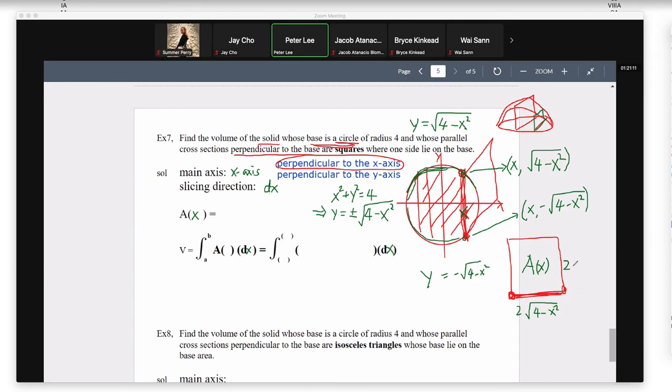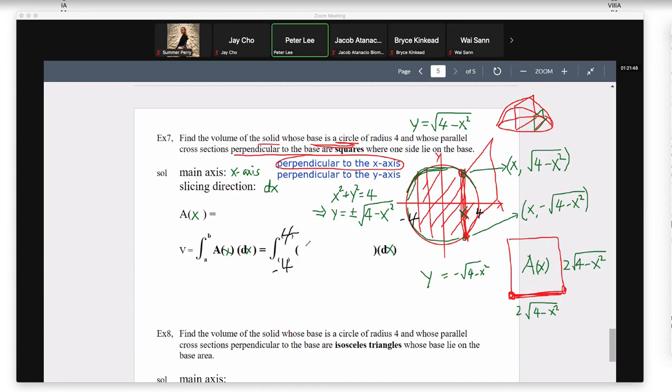Then this side is the same thing, because it says that it's a square. If it says something else, then of course this side will be something else. In this case, that is exactly what it is. So this is A of x. What is A of x? The limits are from negative 4 to 4. The slices will lie from x equals negative 4 to 4.